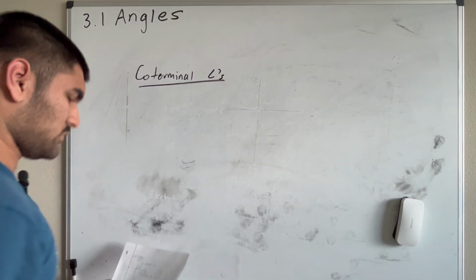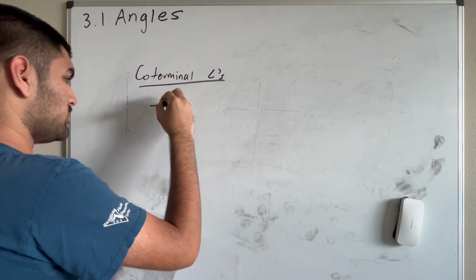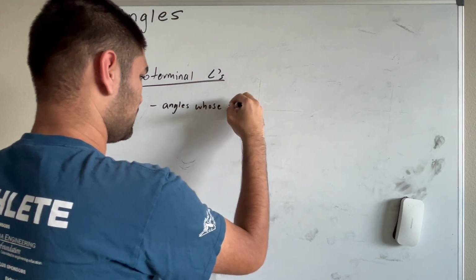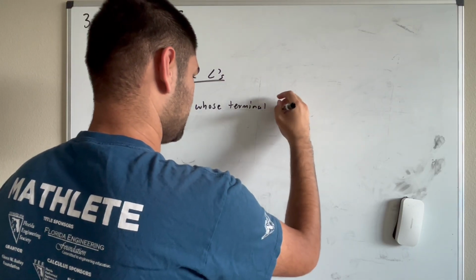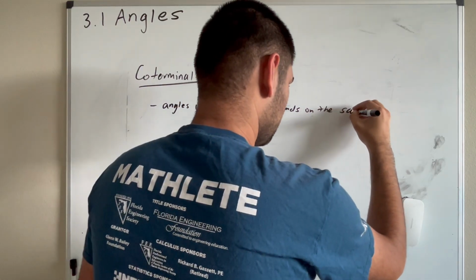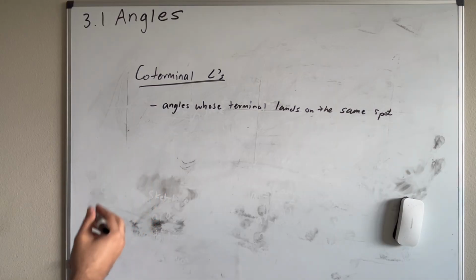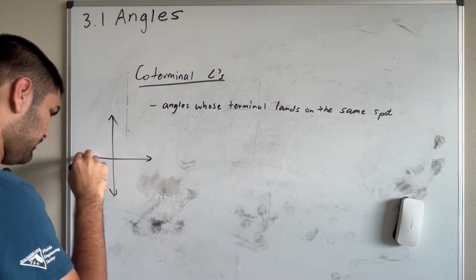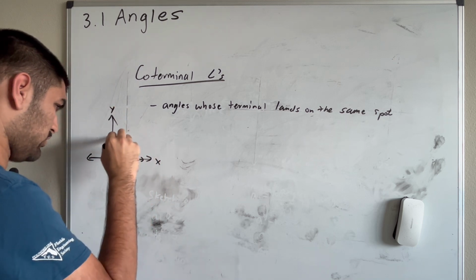Coterminal angles. They're essentially just angles whose terminal side lands on the same spot. What do I mean by that? For example, let's say we had some angle that looks like this.